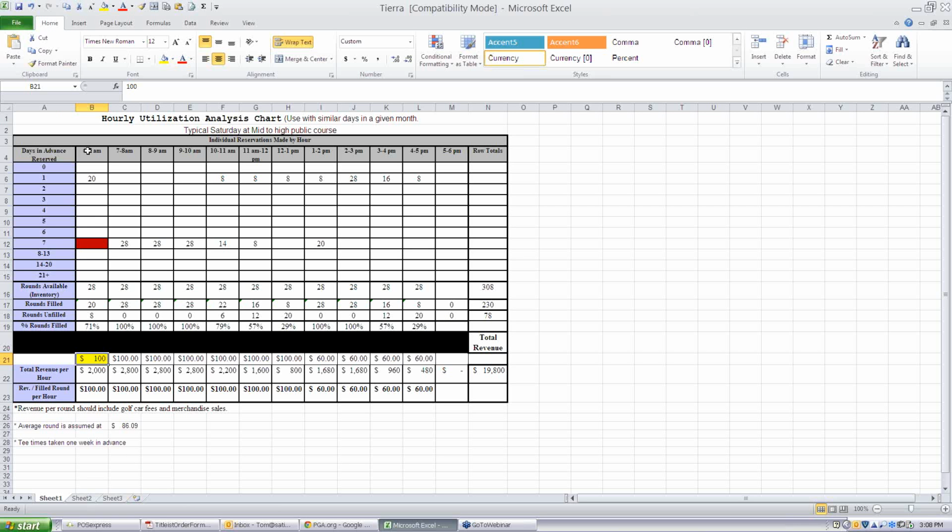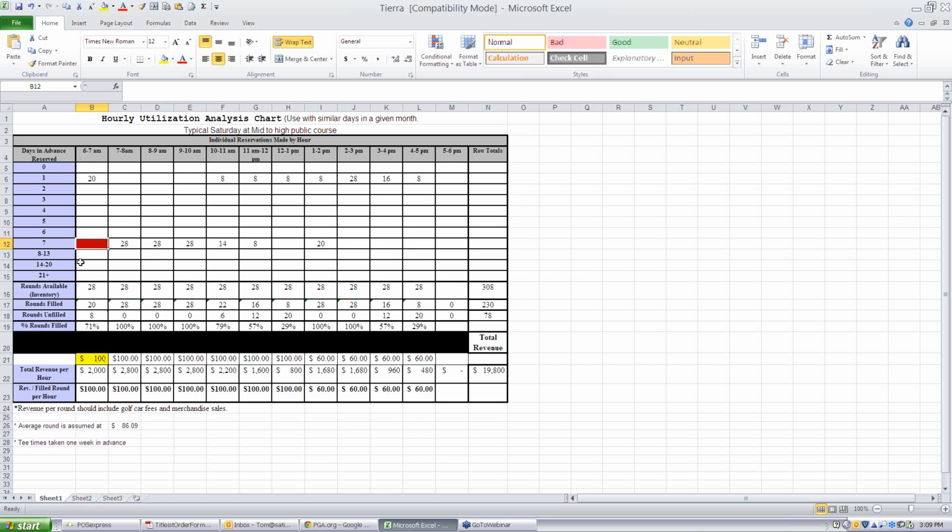So what they do here is, if you looked at the utilization, and this is based on how many days in advance you can make a reservation. This course took reservations basically a week in advance, and that's what this spreadsheet is assuming. You can see under the day 7 over here, on this one right here, where we've got some numbers filled in.